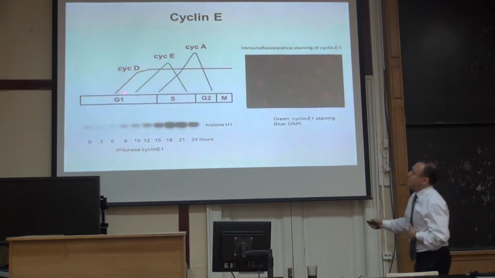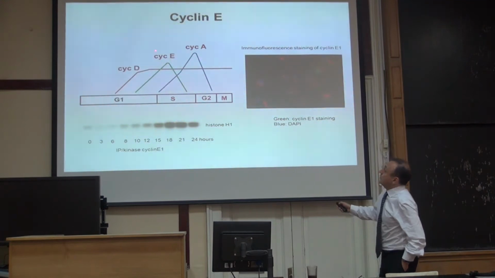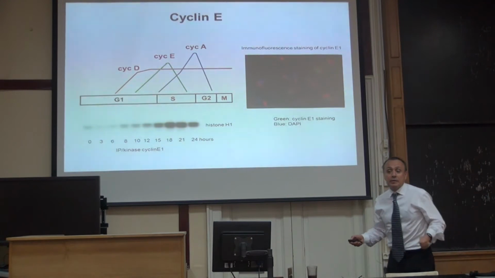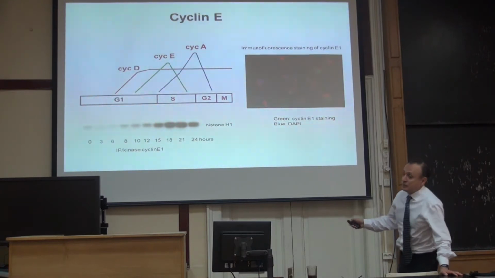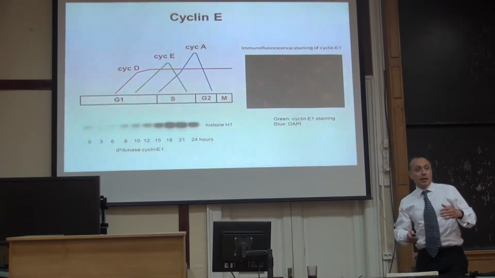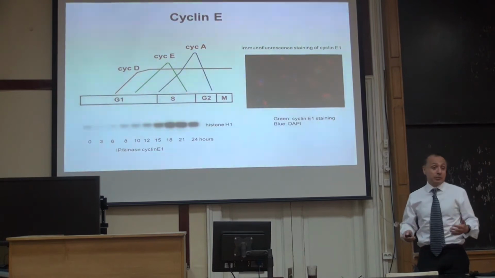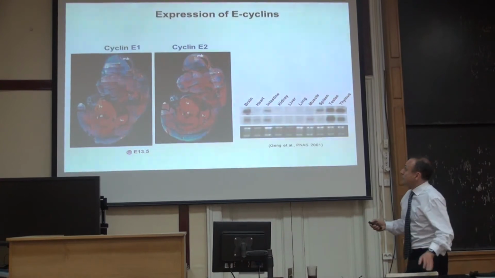If you take the cells in a synchronous way and stimulate them, they enter the cell cycle, and then you immunoprecipitate cyclin E and do an in vitro kinase assay to look at the kinase activity of cyclin E. You can see that in early G1 phase there is very little kinase activity, then in S phase there is kinase activity, and then this activity goes away. And the same in cancer cells. If you take cancers and look, cyclin E is expressed in the cells that are in S phase.